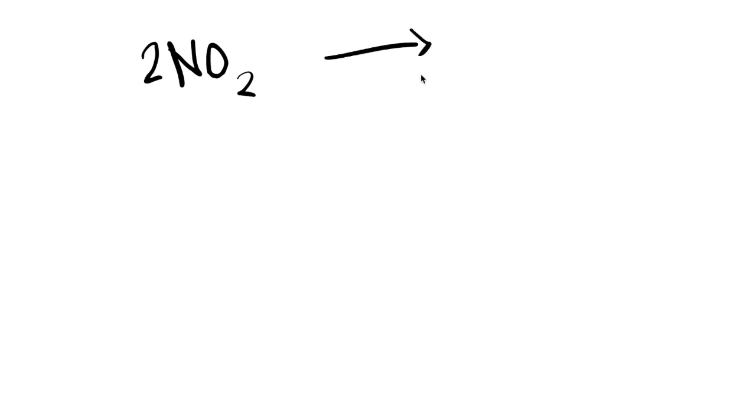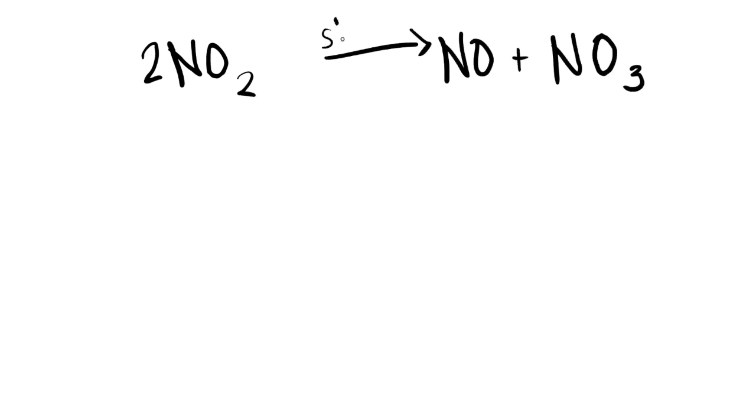Now, the reaction between nitrogen dioxide and carbon monoxide doesn't take place in a single step. It's not an elementary reaction. Like I said before, it's a complex reaction. It takes two steps actually. It's a two-step reaction. These are the steps.